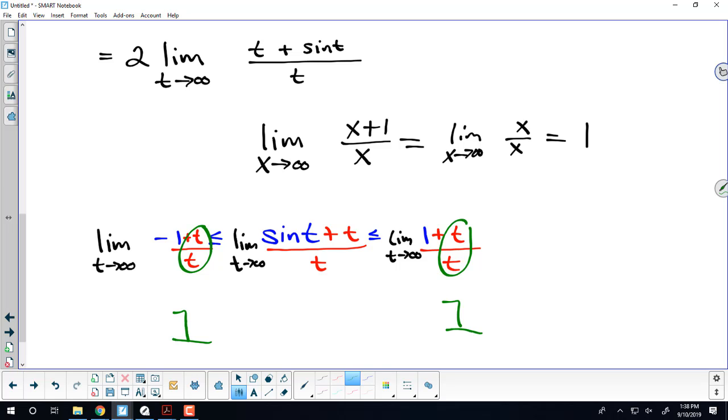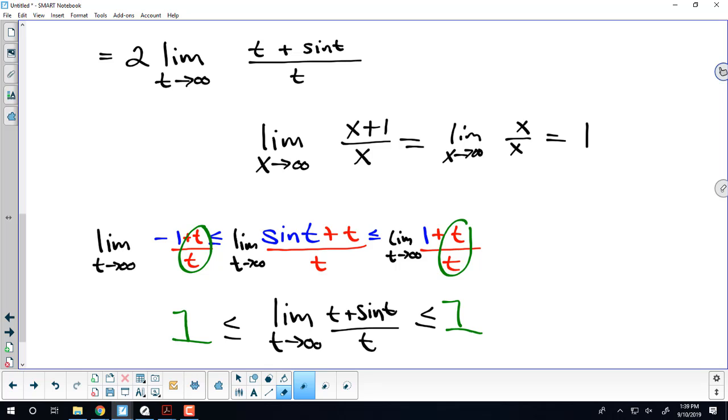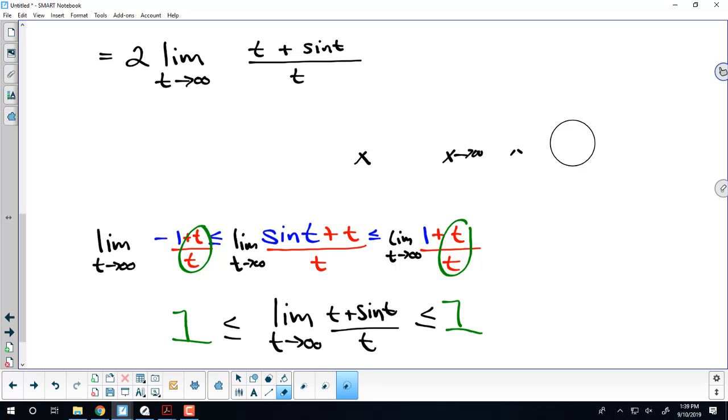Yeah. What about our 2? We still have to figure that out. The hard part's over because we figured out this weird limit, what it was. That weird limit has to be 1. So the limit as t approaches infinity of (t + sin t)/t has to be 1. And then we just multiply it by 2, because we took the 2 out. We could have kept the 2 in this whole inequality process if we wanted to, but I think it's a little more straightforward to keep it out.